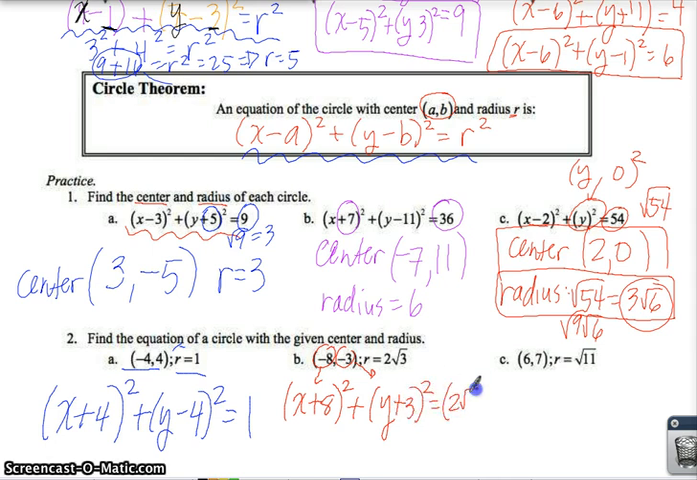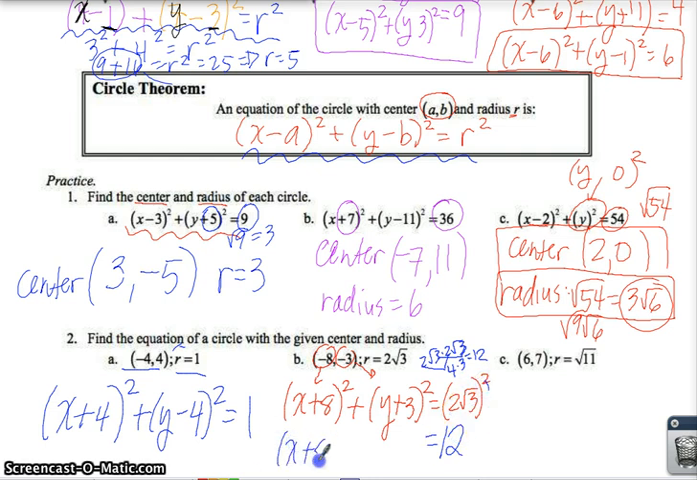Now how do I square 2 root 3? So do a little side note for yourself. 2 root 3 times 2 root 3. Well, I have to multiply 2 times 2, that stays on the outside. Root 3 times itself is just itself. And 4 times 3 is 12. So 2 root 3 squared becomes a 12.